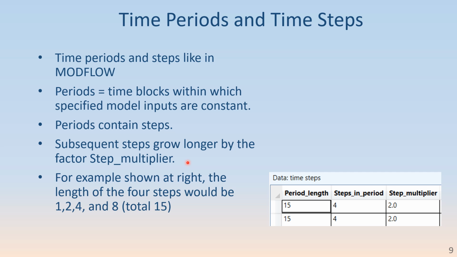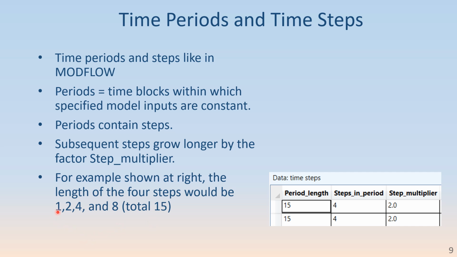So the input table looks something like this, and these are 2 different time periods, and perhaps we had a different recharge rate in one versus the other. Something in the input changed. And the total duration of the period is 15 days in this case. And each of the 2 periods has 4 time steps with a time step multiplier of 2.0. I chose these numbers because it turns out that you get whole numbers for the duration of the time steps.